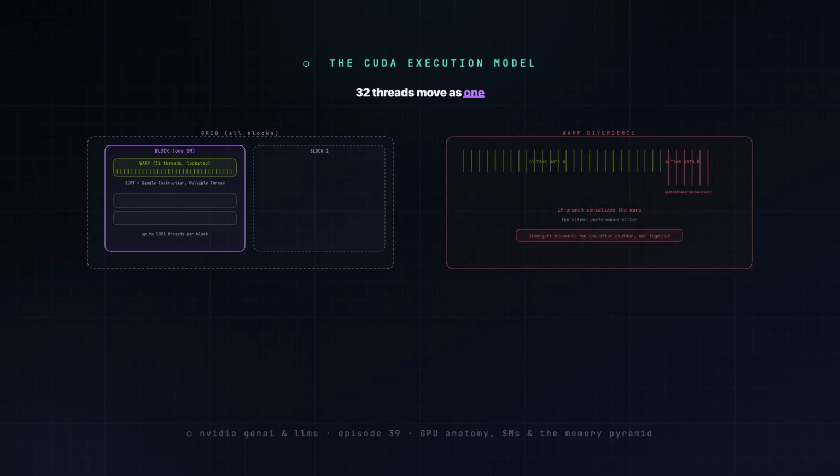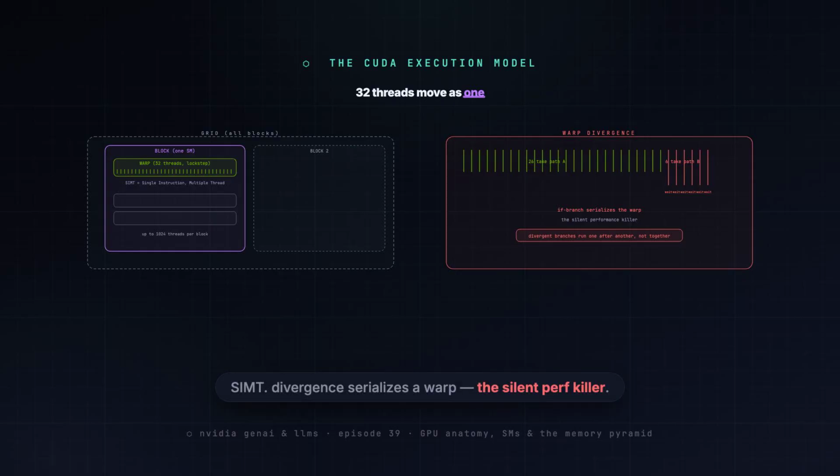The trap: if threads in a warp take different branches of an if statement, the warp runs them one after another instead of together. That is warp divergence, and it quietly kills performance.